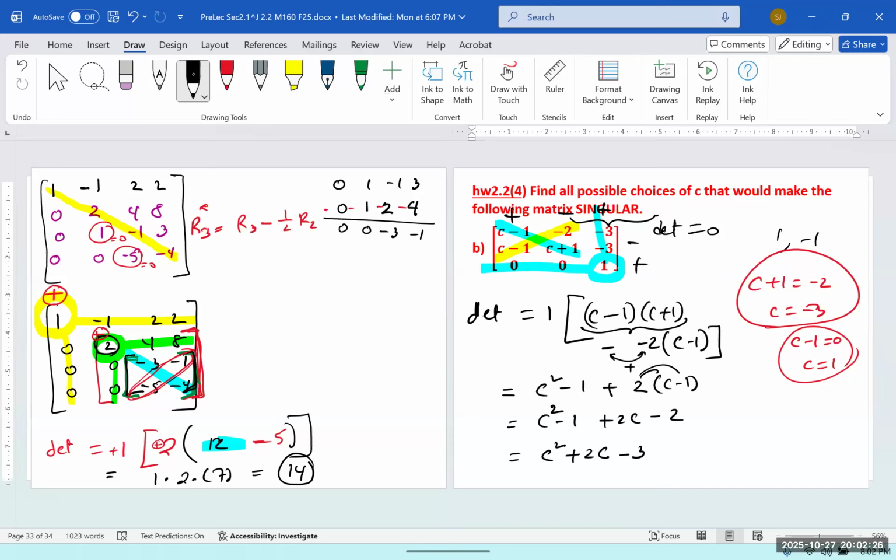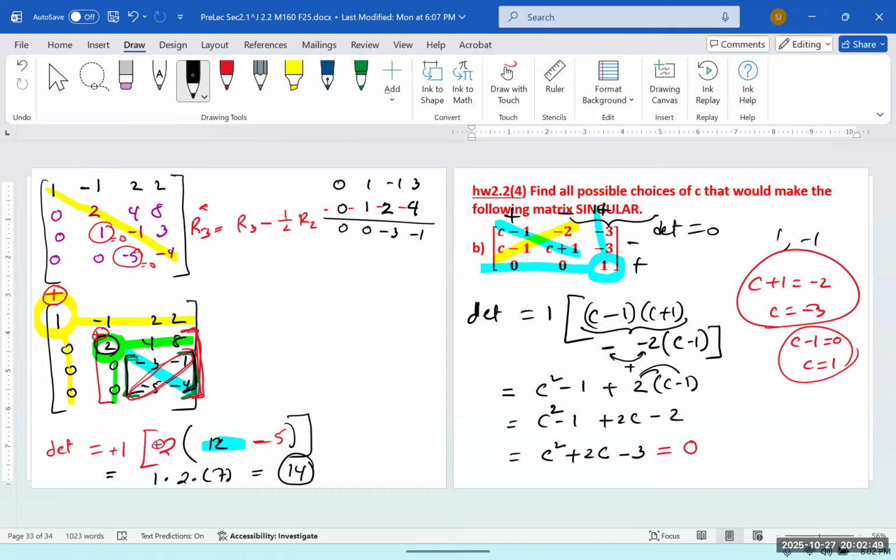So this is the determinant of this matrix. And to be singular, the determinant is 0. So we want to see, if this is 0, then what's the value of C that makes this 0? So we have a quadratic equation. How do you solve a quadratic equation?